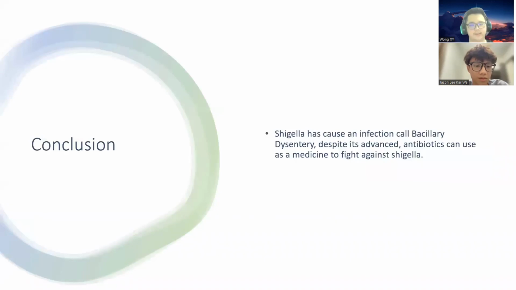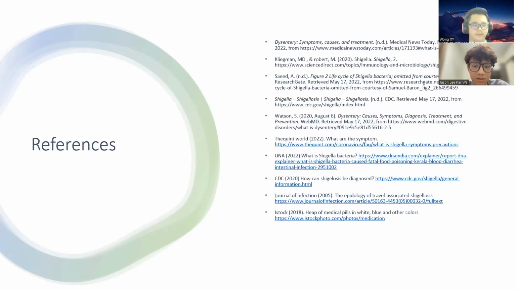Conclusion. Shigella has caused an infection called bacillary dysentery. Despite its advance, antibiotics can be used as a medicine to fight against Shigella.